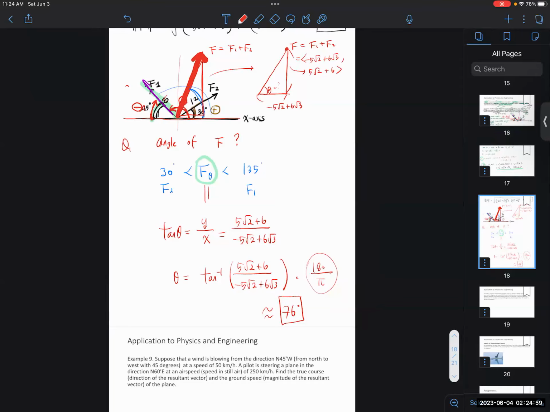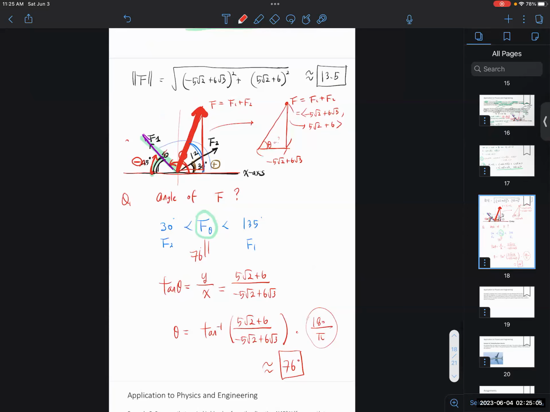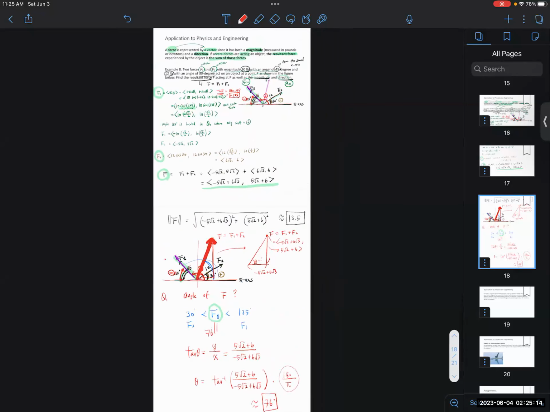This is less than 90, greater than 30, and smaller than 135. So this is 76 degrees, you can find it out as well. This is a more step-up question, so definitely you can think about it. That's the application problem where you are using all the vector concepts.